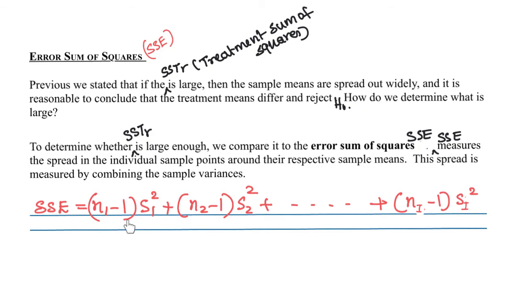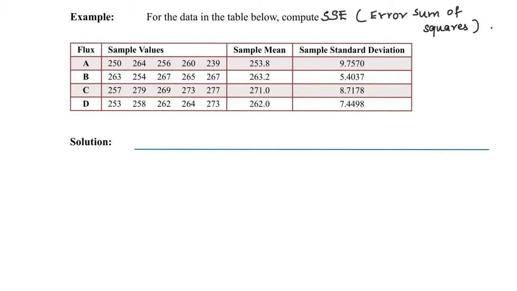SSE is given by this formula. The size of SSE depends only on the standard deviations of the samples, and it is not affected by the location of the treatment means relative to one another. SSE is influenced only by the population standard deviation sigma. For the data in the table below, compute SSE. So SSE depends only on the sample size and standard deviation.